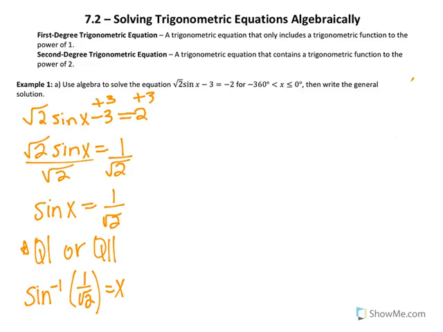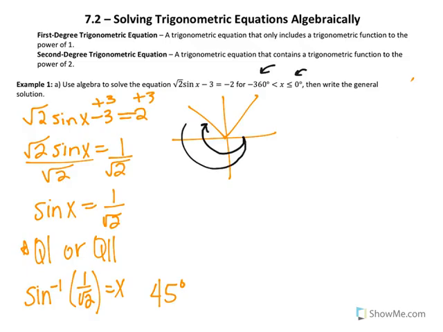So we know that our reference angle is 45 degrees, and that'll help us solve this. So we know it's here or here. The only thing we have to take into consideration is we're dealing with negative 360 to 0. So we're not actually looking for 45 degrees. We're looking for this angle and this angle. It's going to be negative 360 plus 45 degrees, so it's going to be negative 315.